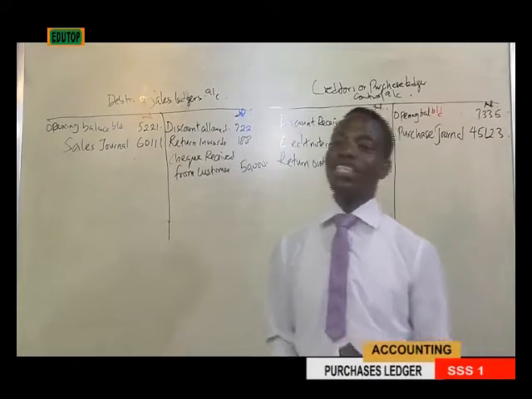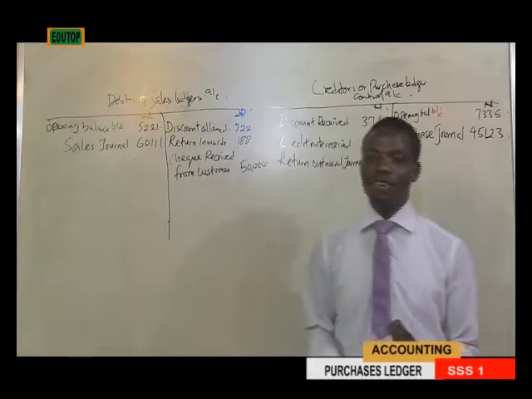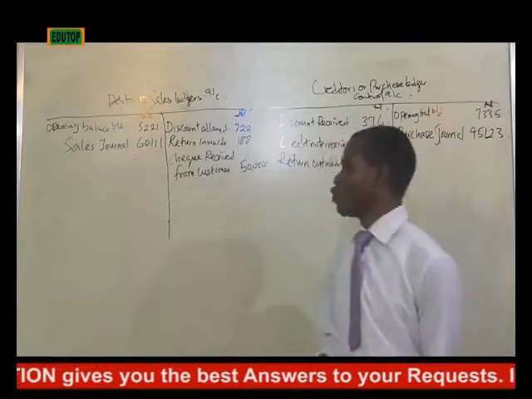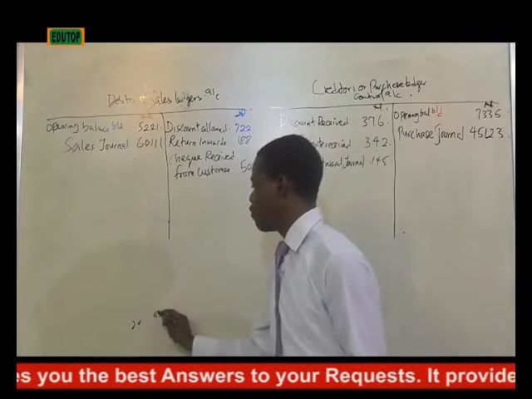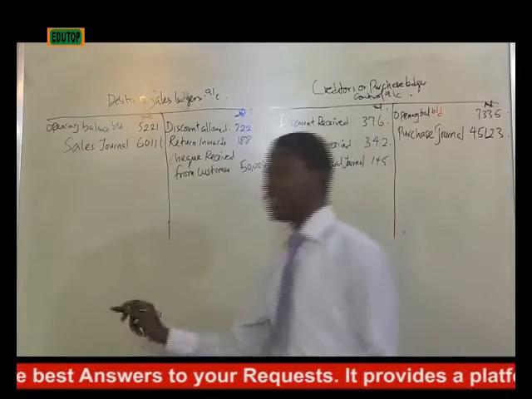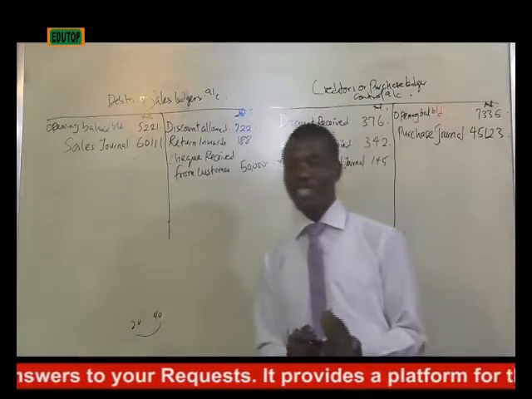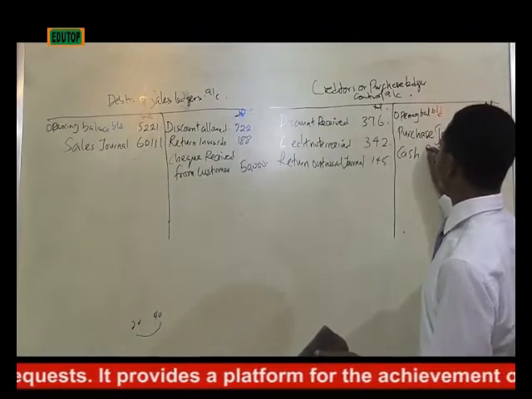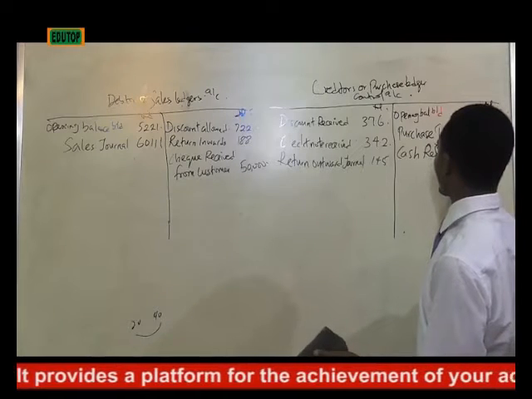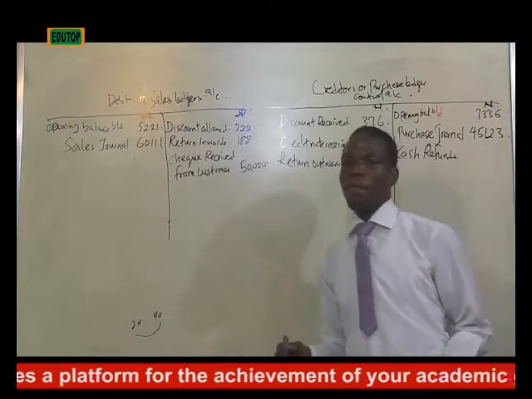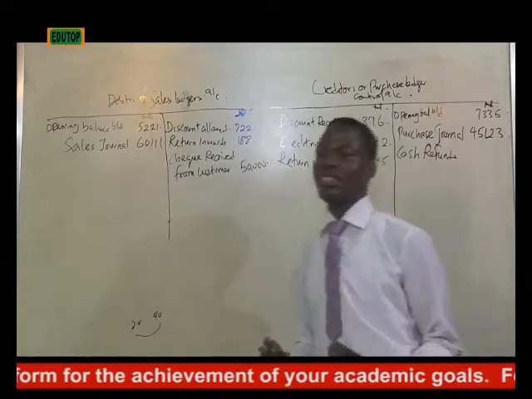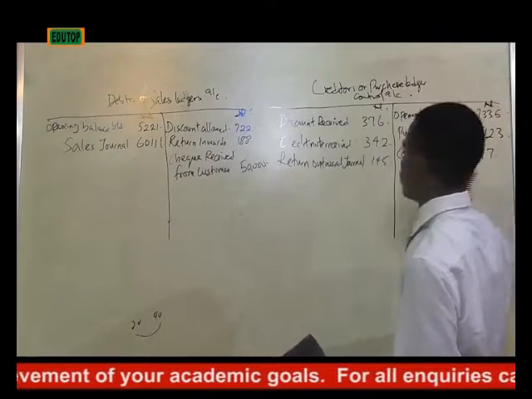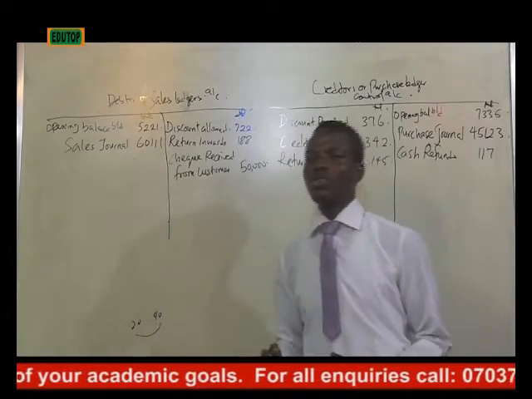Now, cash refund from the supplier for overpayment. Cash refund is when there is a kind of overpayment. When you are supposed to pay 20 naira, you pay 40 naira. So 20 naira will be returned back to you. That's what we call cash refund. So it has to be here, cash refunds. And that is the 117. Then three questions to go.